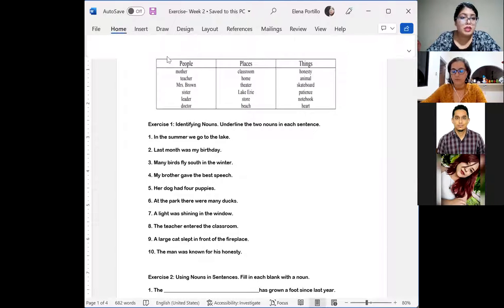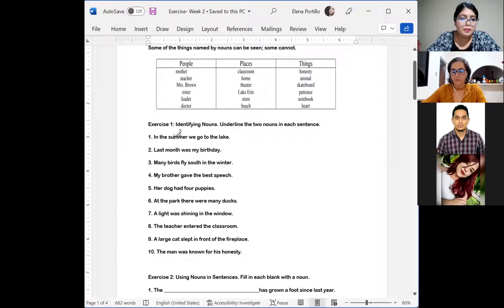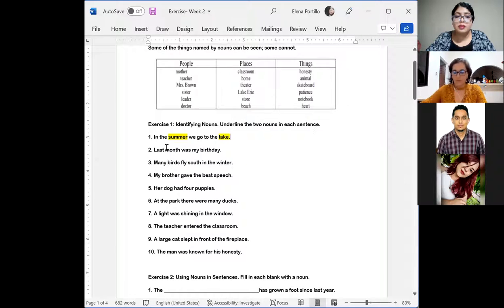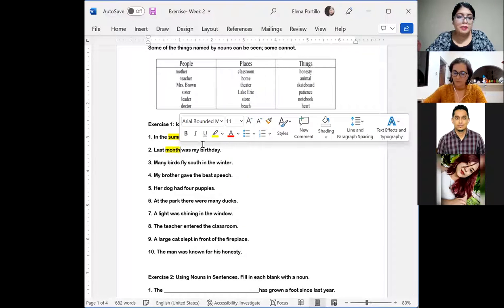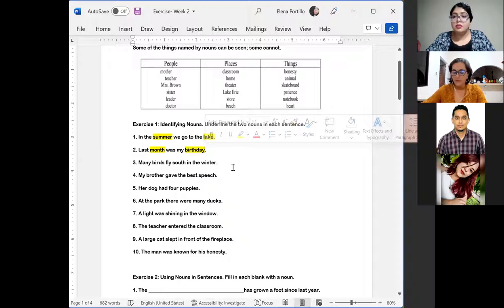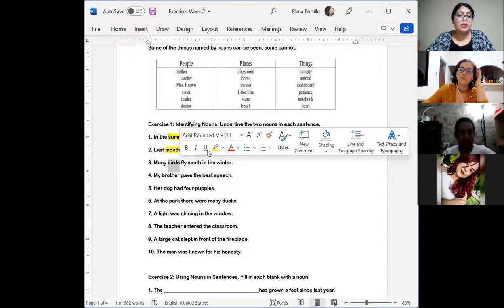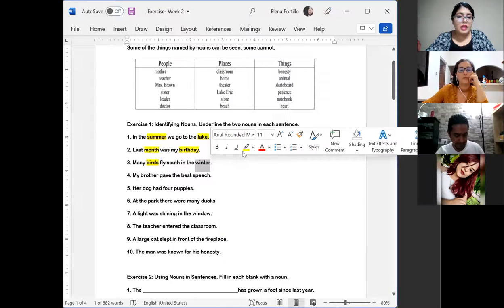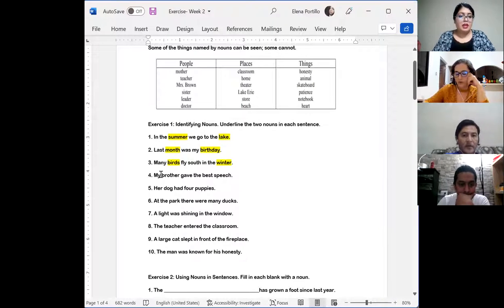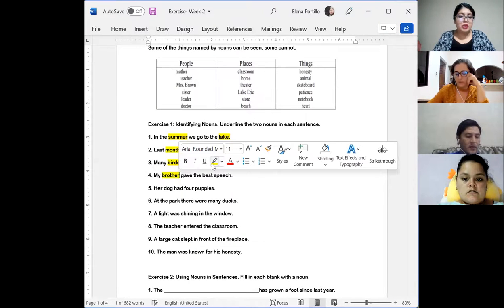Summer and lake. Summer and lake, okay. In number 2? Month and birthday. Okay, month and birthday. That's good. In number 3? Birds and winter. Birds and winter. Okay. Number 4. Brother and speech. My brother and speech. Good.